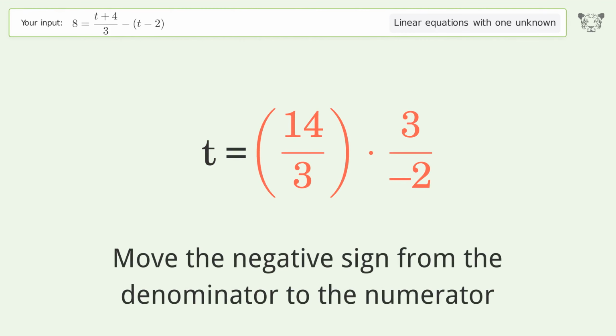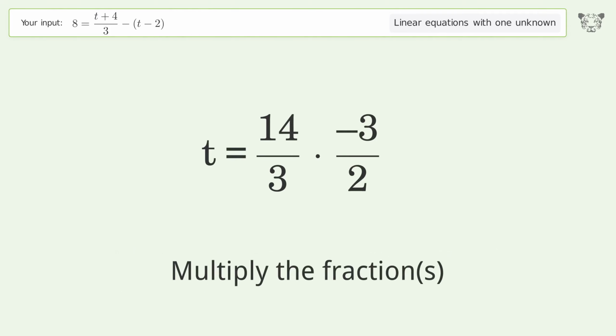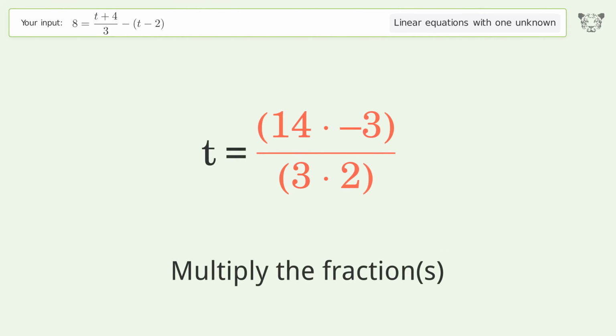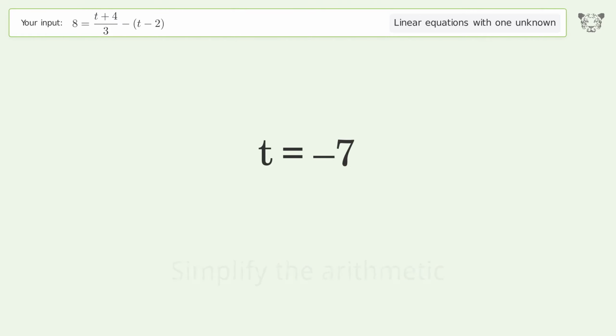Move the negative sign from the denominator to the numerator. Multiply the fractions. Simplify the arithmetic. And so the final result is t equals -7.